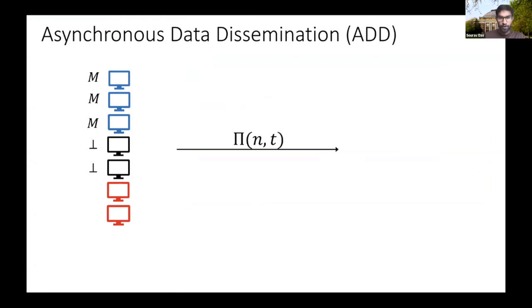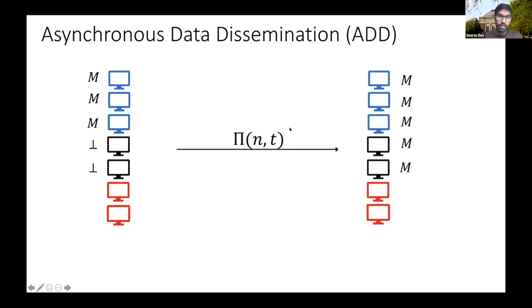And we want to run a protocol which is parameterized by n and t. n is the total number of nodes in the network, and t is the number of malicious nodes. So that at the end of the protocol, all honest nodes output the message M, and we don't care about adversarial nodes. So this is the ADD primitive, and we want to solve this. At this moment, it might not be obvious why this primitive is useful or how we get to this initial condition where some honest nodes have the message and others do not. We'll get to all of these in a while.